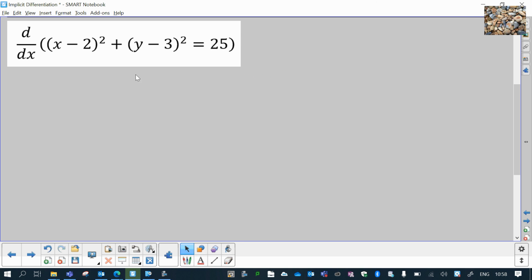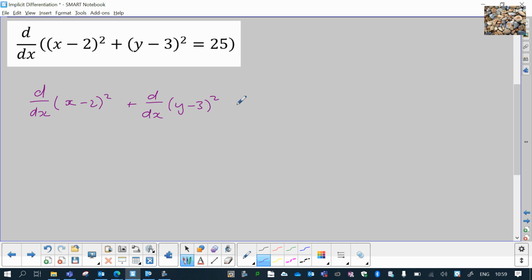So using the chain rule for differentiation, this is made a lot easier as long as we remember that when we differentiate a y, we multiply by dy by dx. So if we differentiate (x minus 2) squared, so this is what we're doing effectively now, d by dx of (x minus 2) squared plus d by dx of (y minus 3) squared equals d by dx of 25.